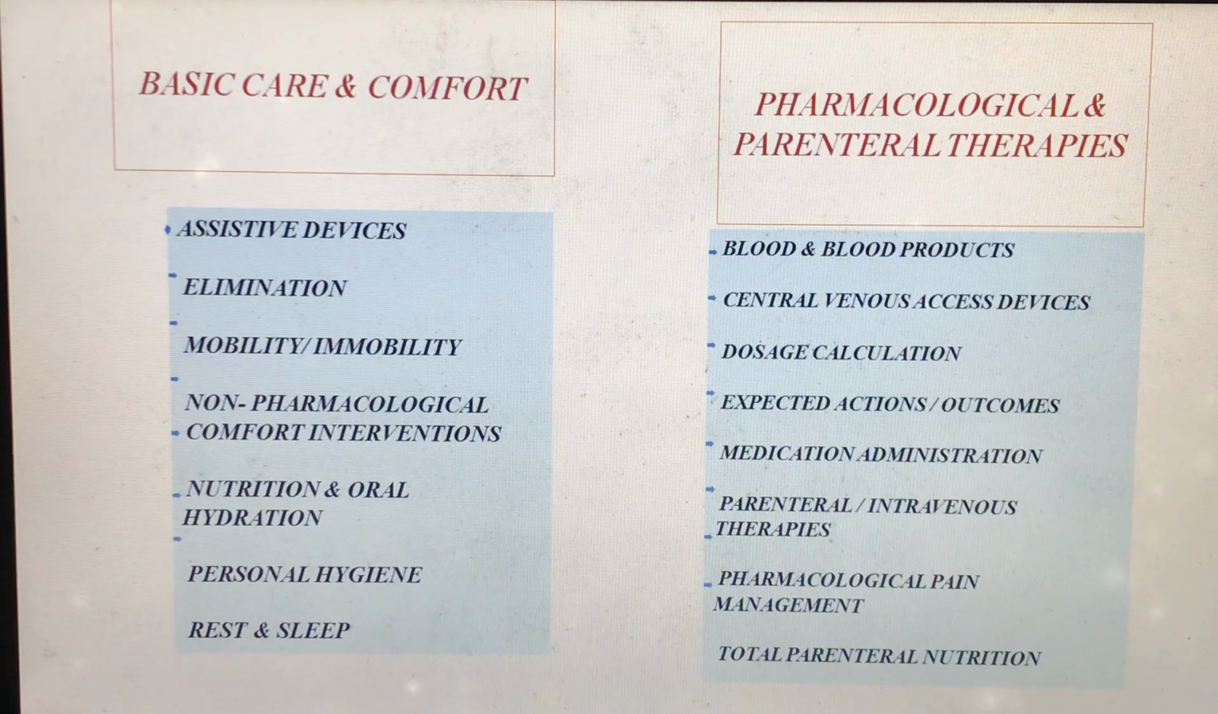Then on the right hand side we can see the pharmacological and parenteral therapies. So what are the main parenteral therapies, like PEG tube feedings and all those things. Then the pharmacology, blood and blood products. See here, I will say blood and blood products.